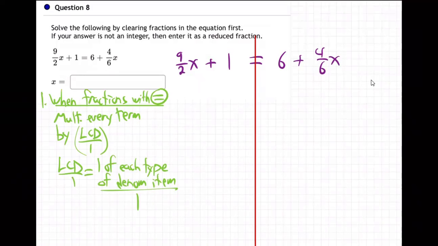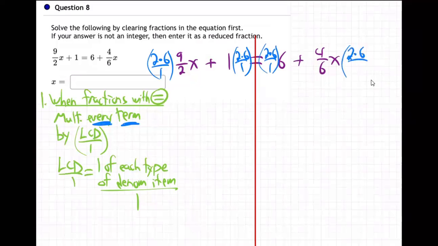Now, what am I talking about? What are our denominator items? We have a 2 and we have a 6, right? Those are the only items that are in the denominators. So what I'm going to do is use them both. I'm going to go 2 times 6 over 1. And right here, 2 times 6 over 1. Remember, every term: 2 times 6 over 1.